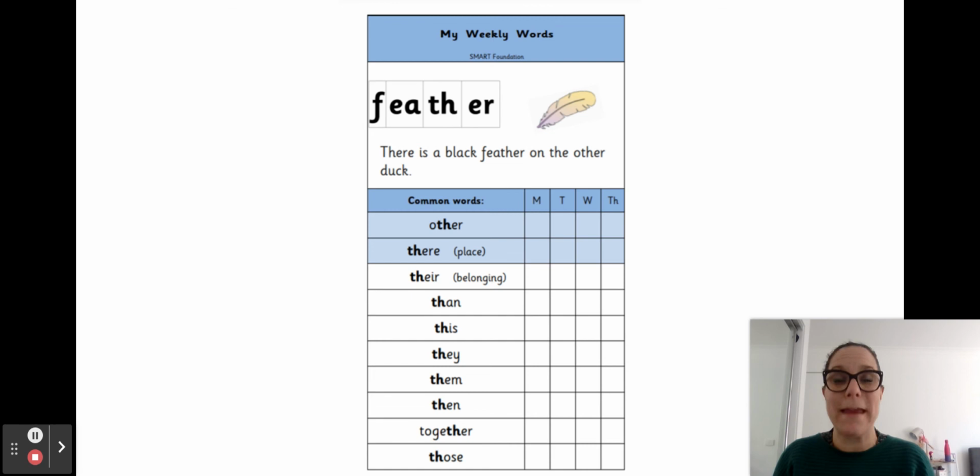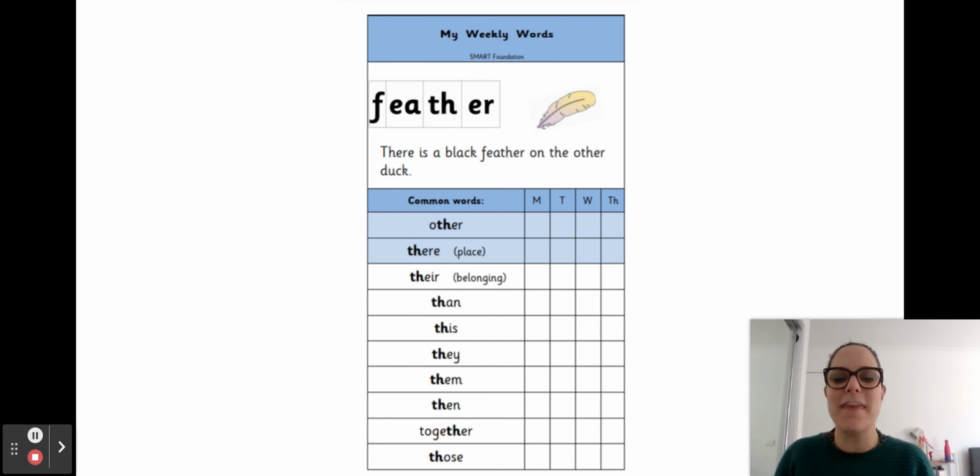Good. Here, repeat after me. Than. Good. This. Good. They. Good. Them. Then. Together. And those. What do you notice about those words? What do they have in common? You're right, they all have the TH digraph. Of course, the TH digraph in all of these words makes the th sound.